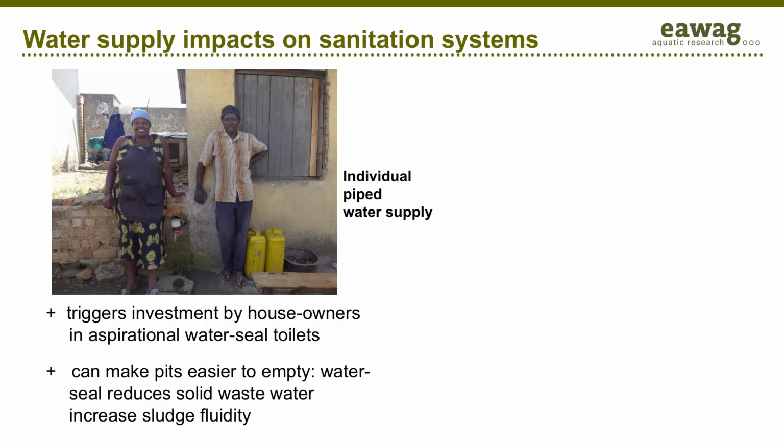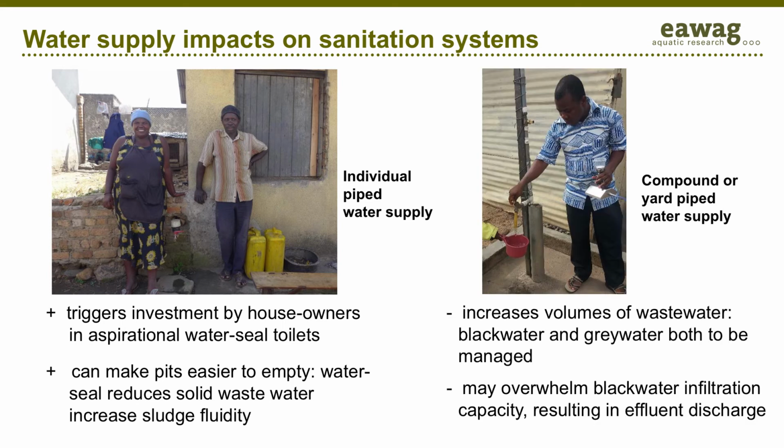Now, water supply on-plot triggers the investment by household owners in aspirational water-sealed toilets. It can also make the pits easier to empty because the water seal reduces the solid waste and the water increases the sludge fluidity. However, the piped water supply also increases the volume of wastewater, and therefore higher amounts of blackwater and greywater need to be managed.